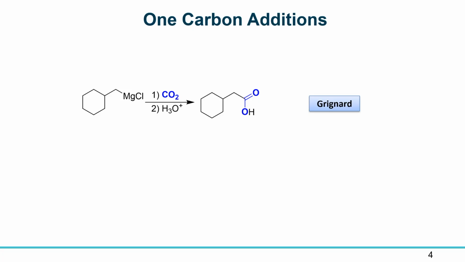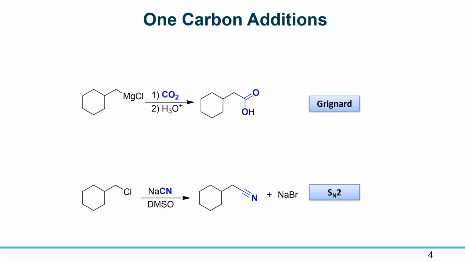Some of the reactions we've covered are very distinctive because they add a single carbon to the skeleton. For instance, the reaction of a Grignard reagent with carbon dioxide to form a carboxylic acid adds one additional carbon to the skeleton. Similarly, SN2 using sodium cyanide adds one additional carbon in the form of the nitrile group.